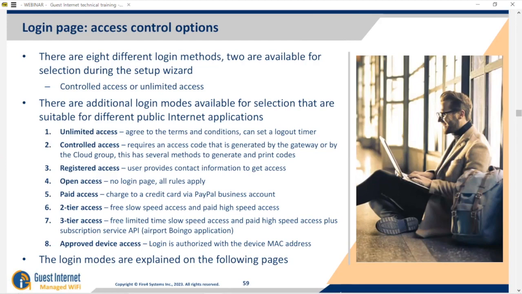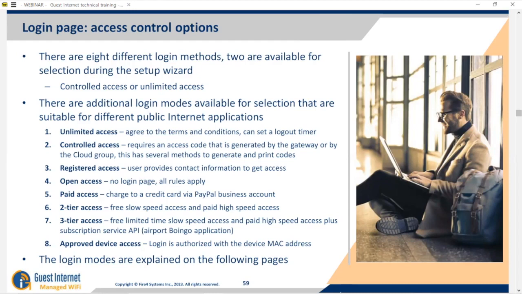We have paid access, where access can be purchased using a credit card online, and we provide a PayPal gateway, which requires a PayPal business account in order to charge the credit card. We have 2-tier access, which provides a free slow speed access and also offers a paid high-speed access. Next, we have 3-tier access, popular with airports.